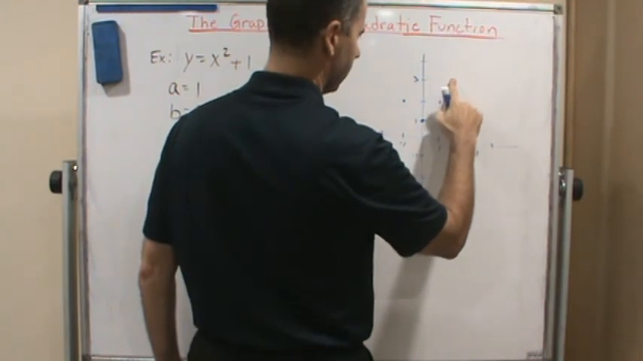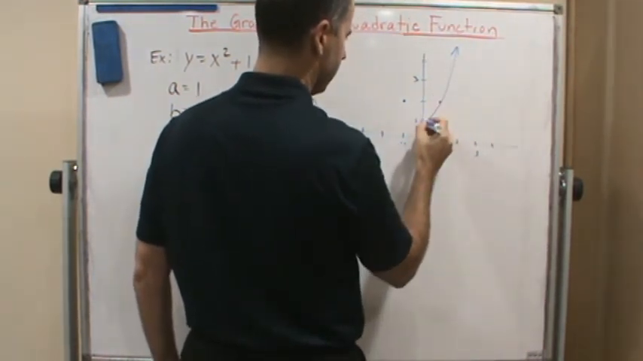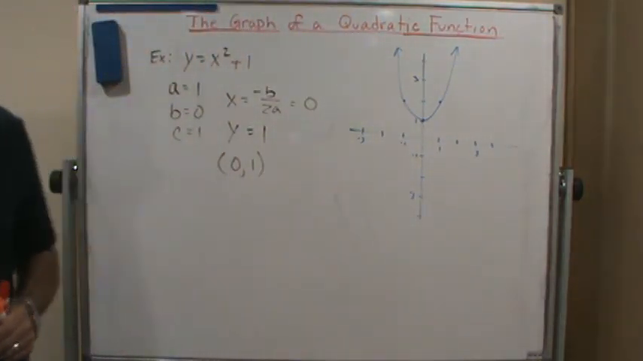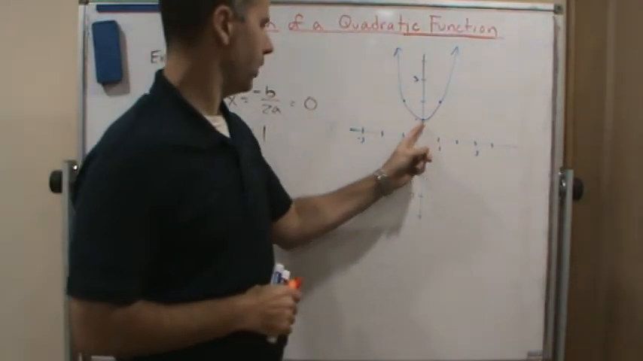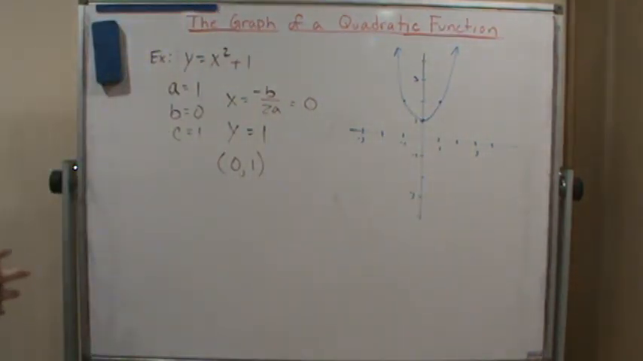Like this. And so it'll look something like that. All I needed was 3 points: 1, 2, 3. These are fine, and we can sketch the curve of the graph.